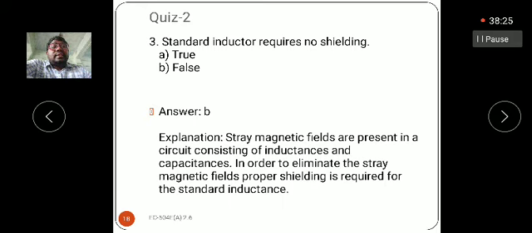That is, the stray magnetic fields are present in the circuit consisting of inductances and capacitances. That is the requirement of shielding of the standard inductor. In order to eliminate the stray magnetic fields, the proper shielding is required for the standard inductance.